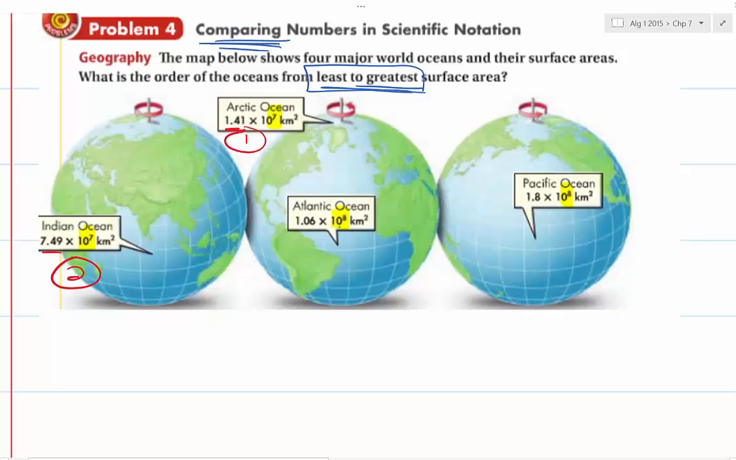As we move on to times 10 to the 8th, what's going to be smaller, 1.06 or 1.8? And the Atlantic Ocean will be that, and that's making the Pacific Ocean our largest. Okay, so if you'd like to rewrite those, you can, but it's not required for this type of problem. We just list the order.